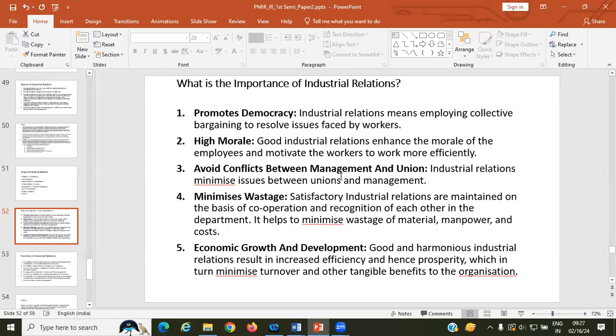Avoid conflict between management and union. Minimize wages, economic growth and development. Minimize wastage.